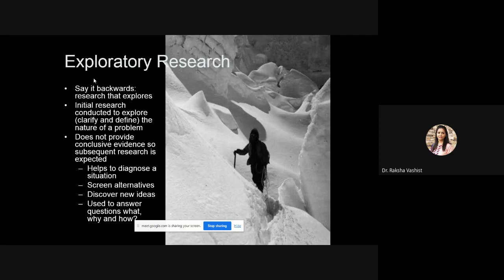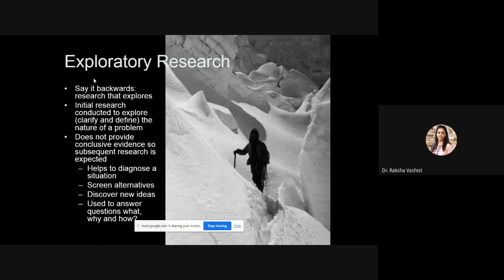All right, it does not provide any conclusions. It is not conclusive research. It does not reach any conclusion. It does not provide any evidence. It only helps to diagnose a situation. It only screens different alternatives. It provides guidance to find out the best possible alternative.